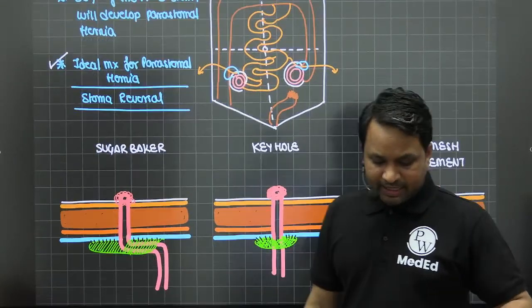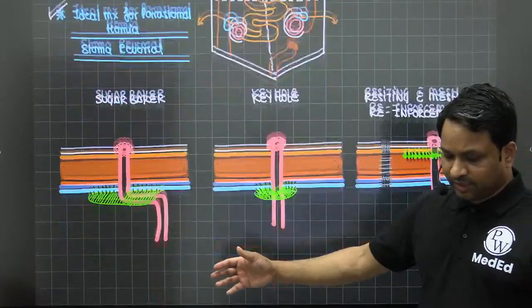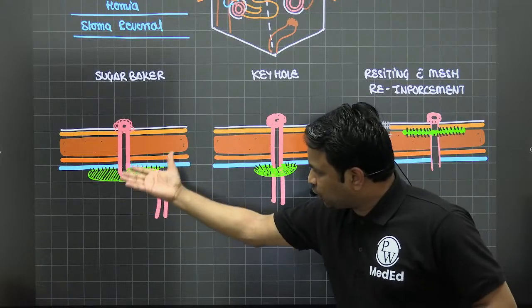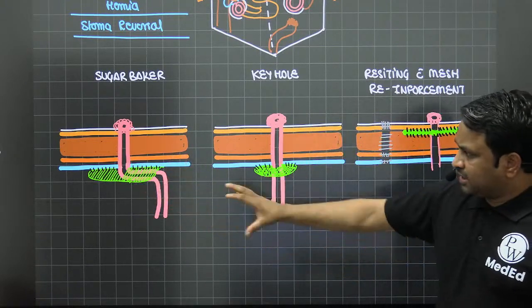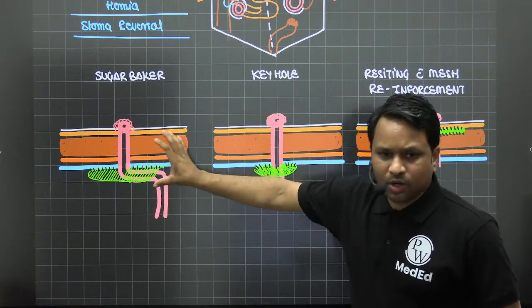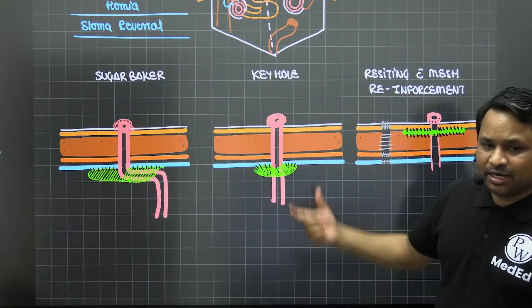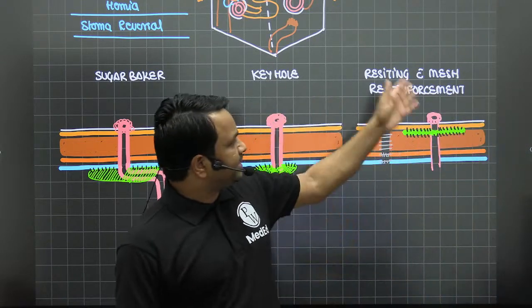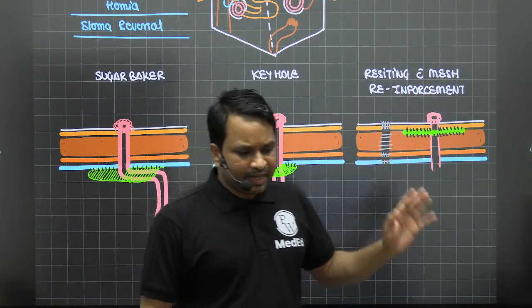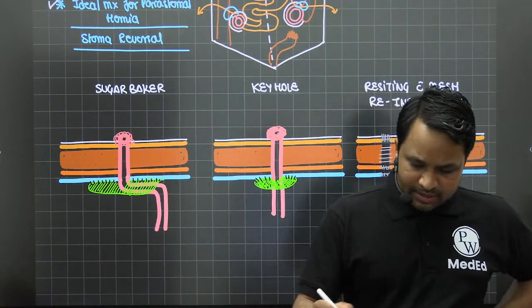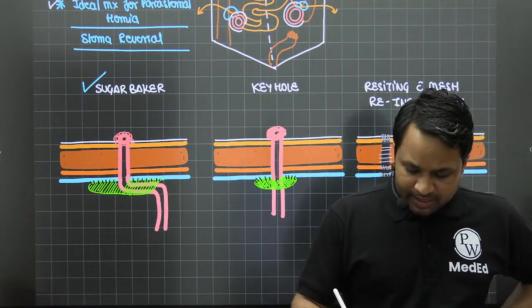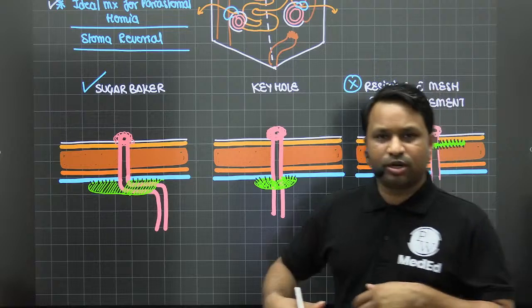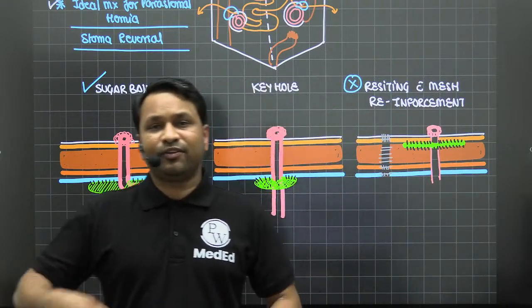So there are three techniques. In the Sugarbaker technique, you are anchoring the mesh to the peritoneum with the bowel loop. Some amount of bowel is also taken so that it gets more reinforcement. In keyhole, you're directly putting it. And the last one is resiting with mesh reinforcement. The popular one that is considered is the Sugarbaker. Resiting is no longer performed, because you have already created one defect.